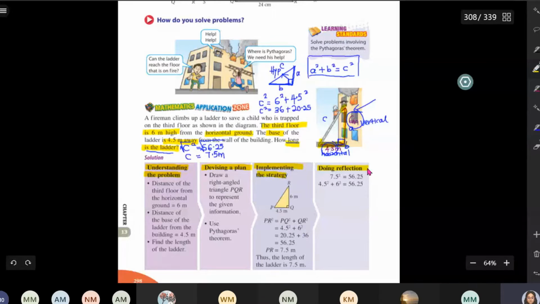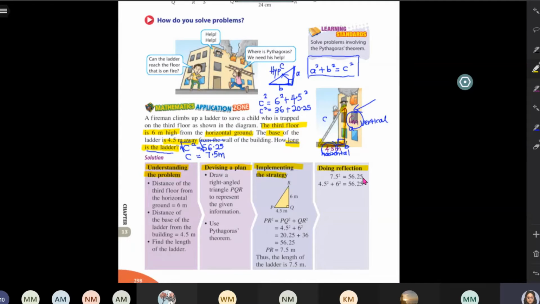Reflection is generally just to recheck your answers, mungkin you nak semak semula, betul tak my jawapan ni? So out of you get here 7.5, so dia buat 7.5 square ni, is it equivalent to 56.25? So dia tekan guna calculator 7.5 square, yes, it's 56.25. So macam semak semula.